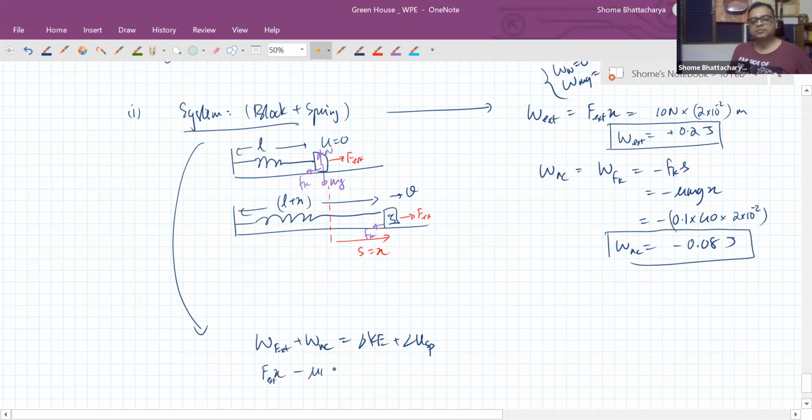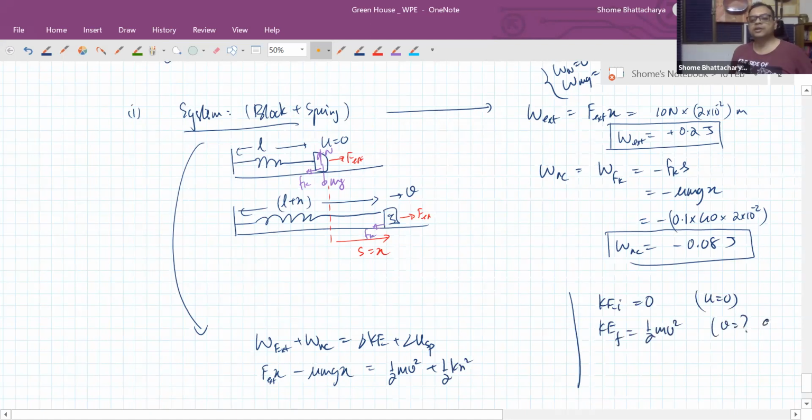So this will become minus mu mg x. This should be equal to half mv square plus half kx square. Because you can see that the initial kinetic energy of the block is 0, because u was 0 initially. The final kinetic energy of the block is half mv square, where v we have to find out at x equal to 2 centimeters. The initial potential energy of the spring was 0, because x was 0 initially. The final potential energy is half kx square, where x is equal to 2 centimeters.